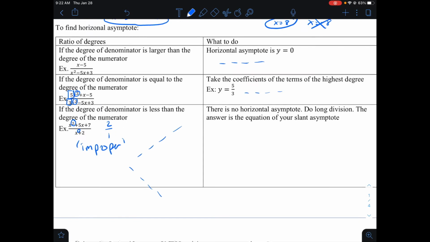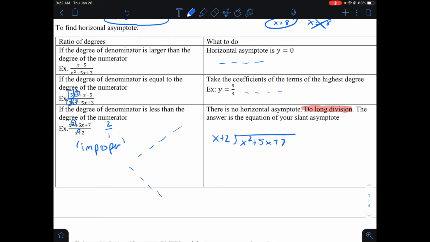But we have to go ahead and do the division for that. All right. So I would probably highlight do long division. If this is the case, you got to do that. So we'll go ahead and we will do some division. So we got x plus 2 divided by x squared plus 5x plus 7.